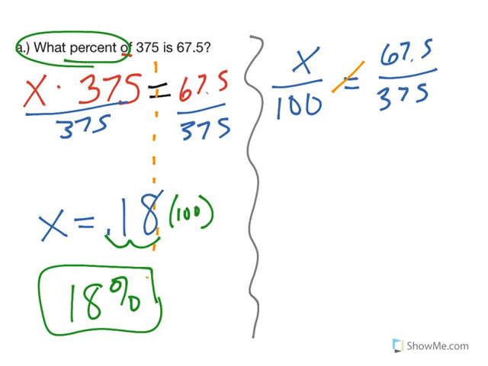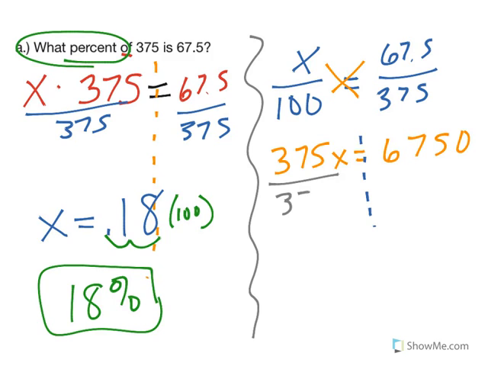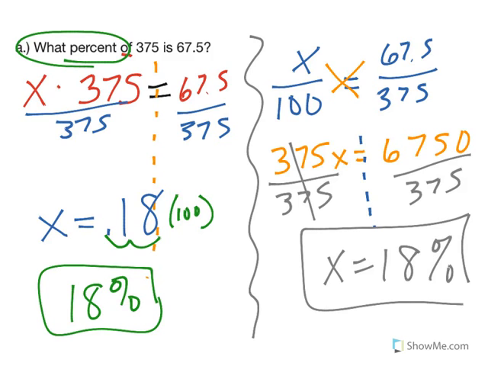And then we cross multiply. So I get 375x equals 6,750. Same concept: I divide both sides by 375 to get x by itself, and I end up with 18, and I throw the percent on. I don't have to change a decimal or anything in this problem, because x is over 100, which implies percent, so I can just throw the percent sign right on it. You'll notice that either way, you get the same answer.